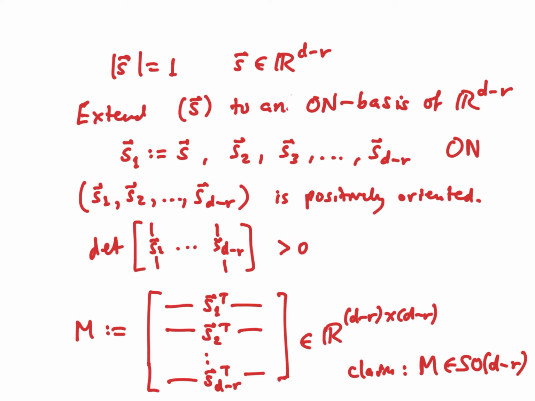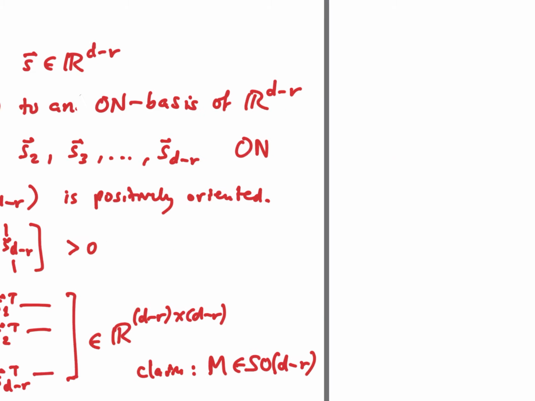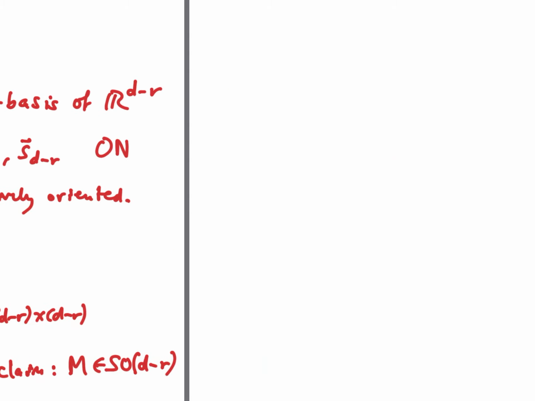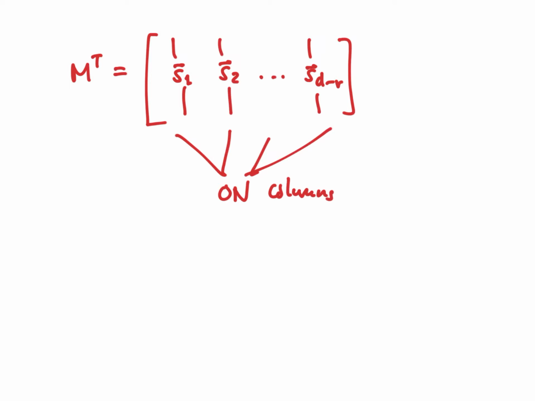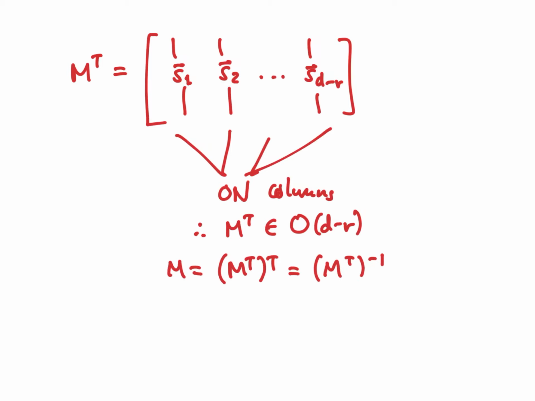Why is that? Well, the key is to look at the transpose. If we look at M transpose, that has s1 as the first column, s2 as the second column, and so on. And we know that these columns are orthonormal by construction. That means we can conclude that M transpose is an orthogonal matrix. Remember, we proved a while ago that a square matrix has orthonormal columns if and only if it's an orthogonal matrix. It has the property that its transpose equals its inverse. So what I'm saying here is that if I take its transpose, which happens to be M again, it's the same as the M transpose inverse.